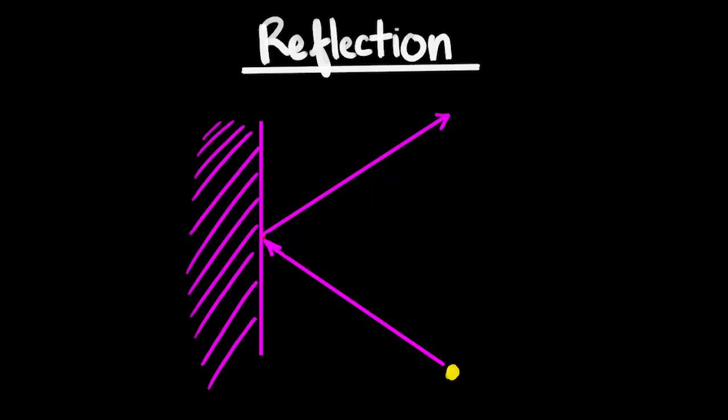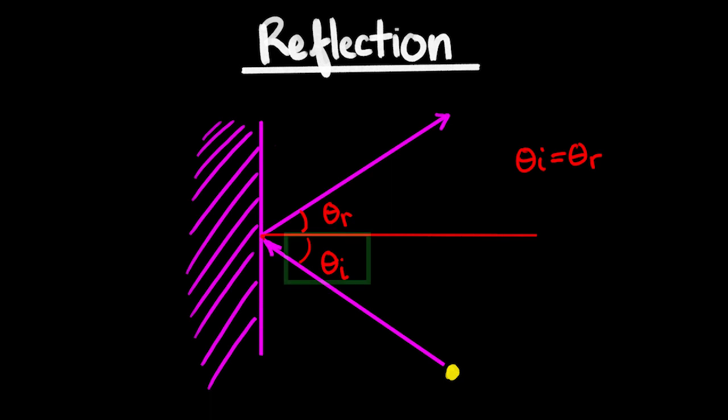So reflection is a lot easier for everyone to understand. It's light just bouncing off of a surface. Very easy principle. The angle of the light coming in, or the angle of incidence, is the same as the angle that's coming out, the angle of reflection. What might not be that common to know is that these angles refer to the ones normal to the surface. So this angle here is the angle of incidence, and this one's the angle of reflection.